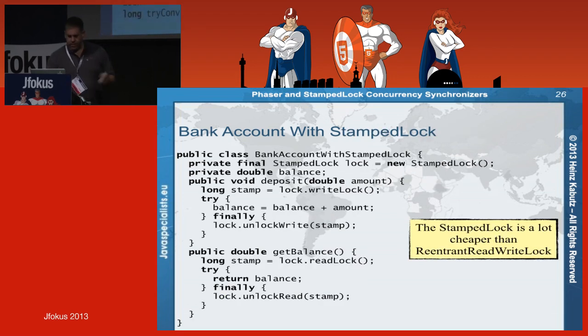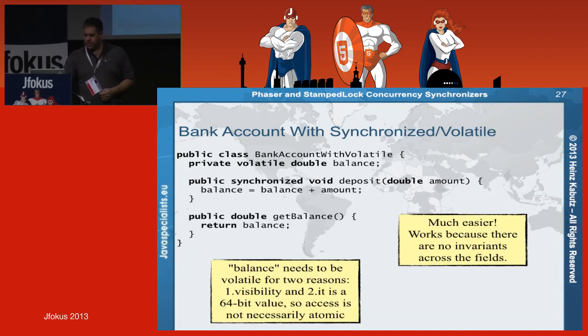I mean, this is a lot more complicated than just having synchronized and volatile. And this will work, but only if you don't have any invariants across the fields. So if you've got a single field in your class, you can go with the volatile/synchronized approach. But as soon as you've got more than one field, and these fields are somehow related to each other, you can no longer do this.